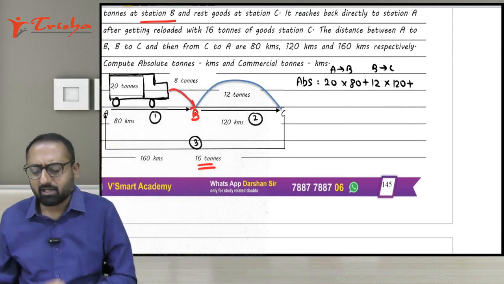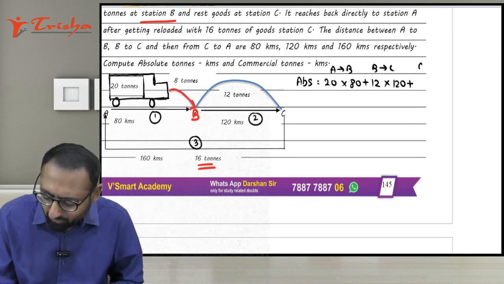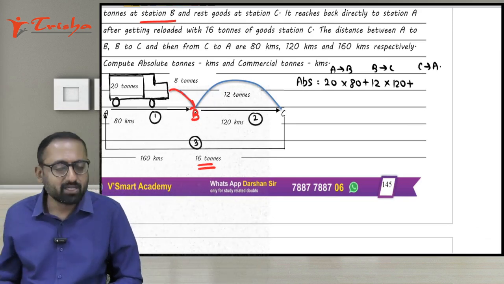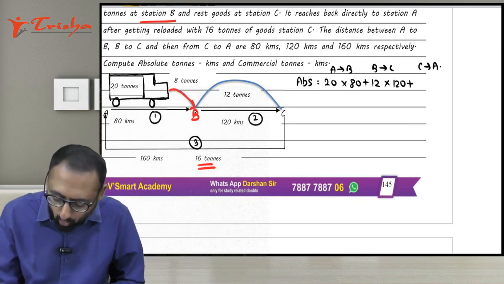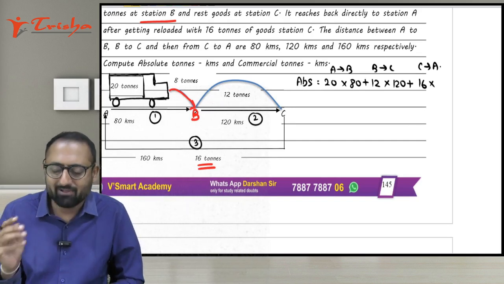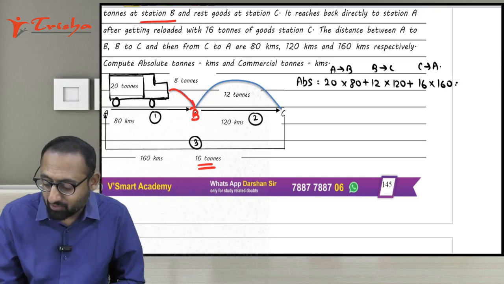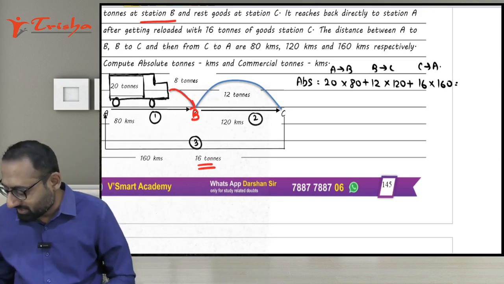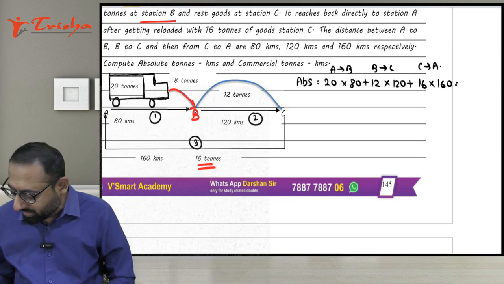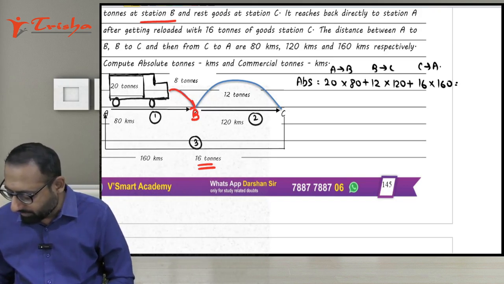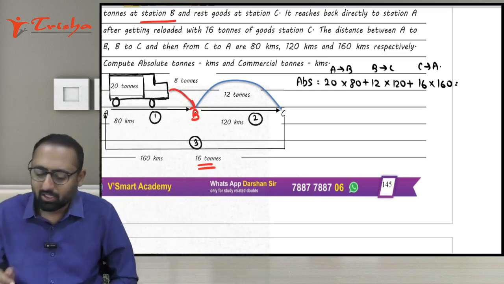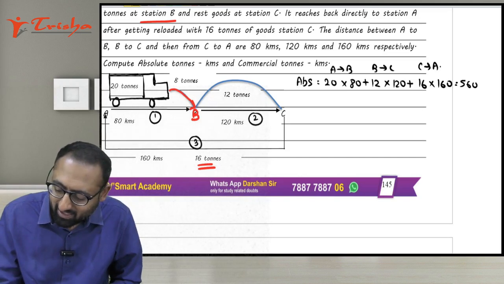In the next part, the third journey is from C directly to A. You can check that from C to A, your load is 16 tons, reloaded with 16 tons, multiplied by 160 kilometers. So 20 multiplied by 80, plus 12 multiplied by 120, plus 16 multiplied by 160. So the total 5600 is your tons kilometer.